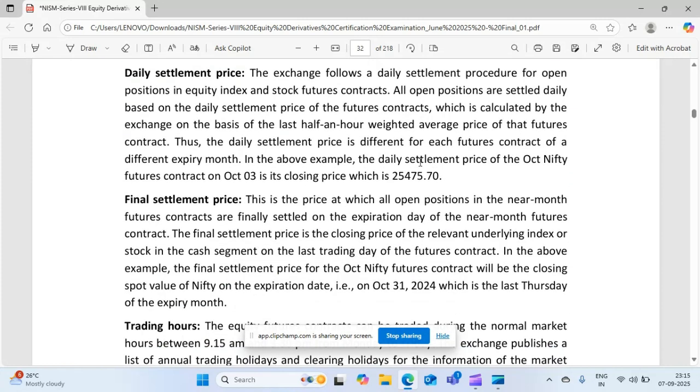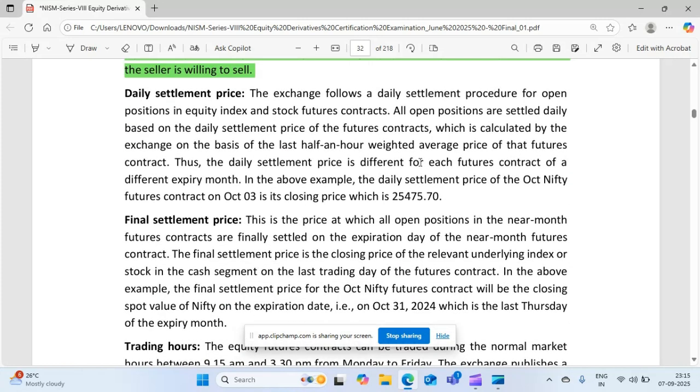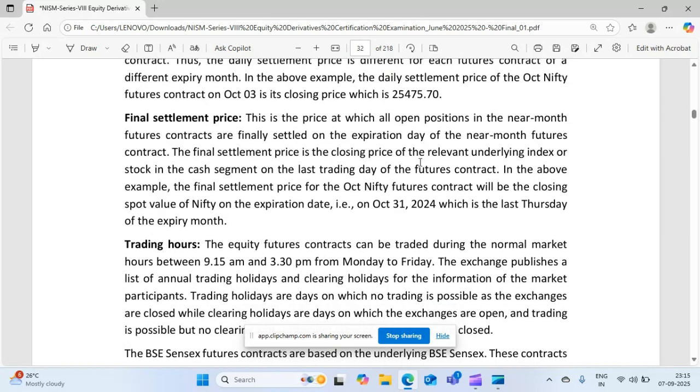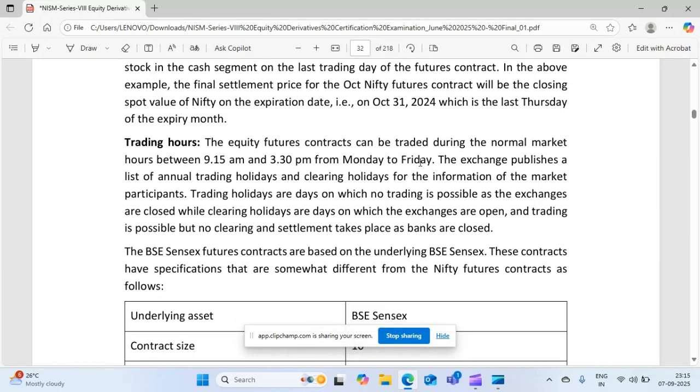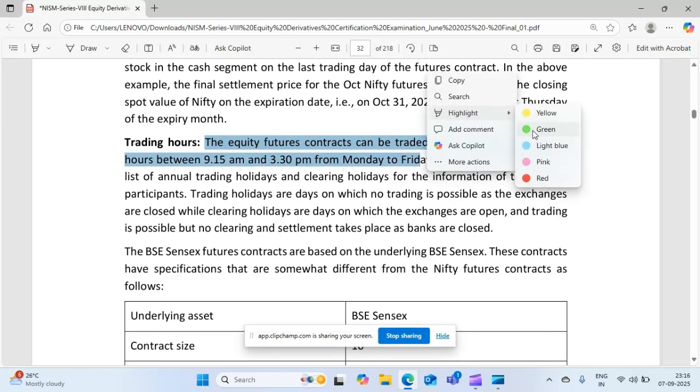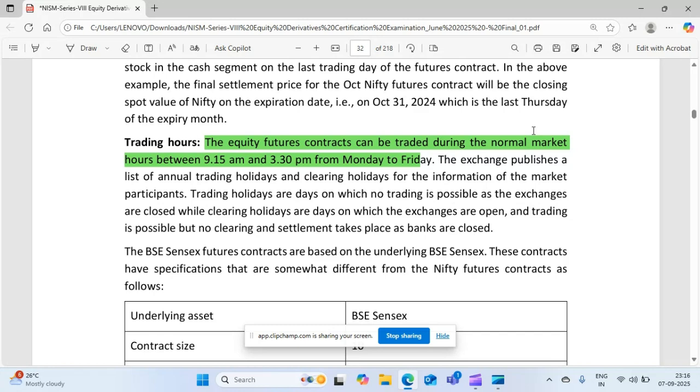Then we have the daily settlement price, which is decided on the basis of the purchase price and the closing price of the day. Okay. You can also buy in the morning and sell in the evening, and you will have a settlement value. Final settlement price is only on the expiry date, which means the last Thursday or Tuesday, as the case may be. Equity futures contracts basically trade from 9:15 to 3:30. The exchange publishes a list of annual holidays, and on holidays no trading is possible.